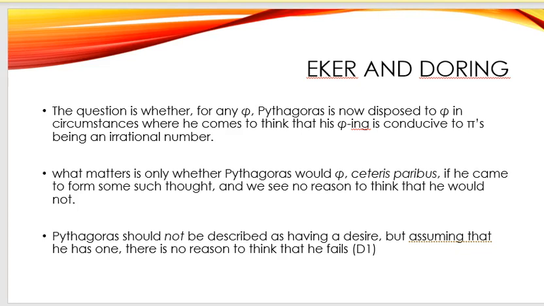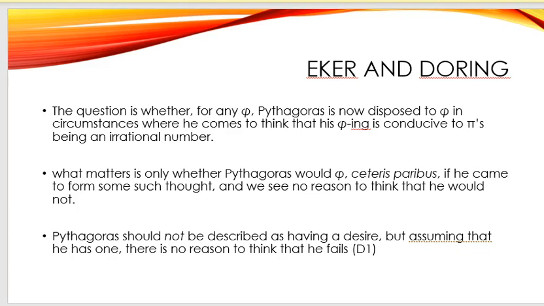The issue here isn't that they are unable to act. What is really important, they think, is that for any type of action possible, Pythagoras is disposed to performing an action in a particular set of circumstances. And these circumstances would be those under which he believes that doing an action would be conducive to making pi an irrational number. So the problem isn't that he knows he's unable to do anything to bring it about that pi is an irrational number.